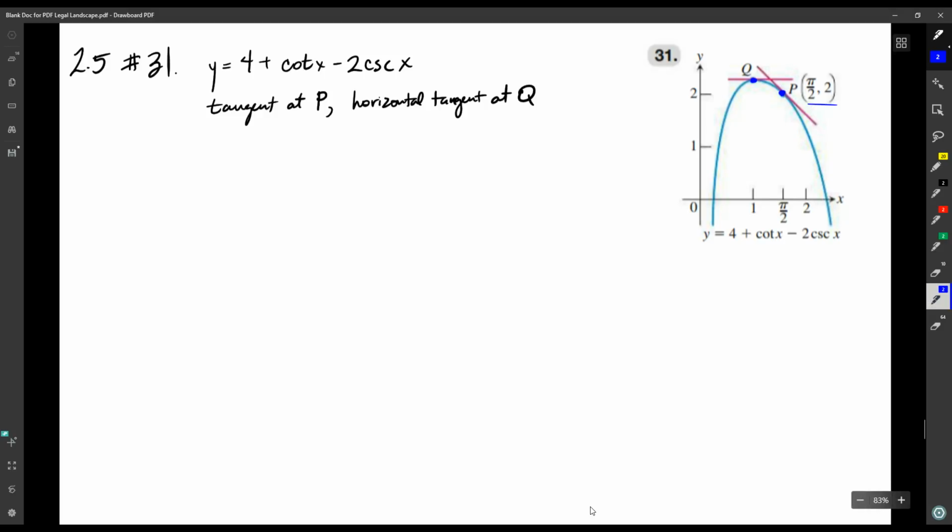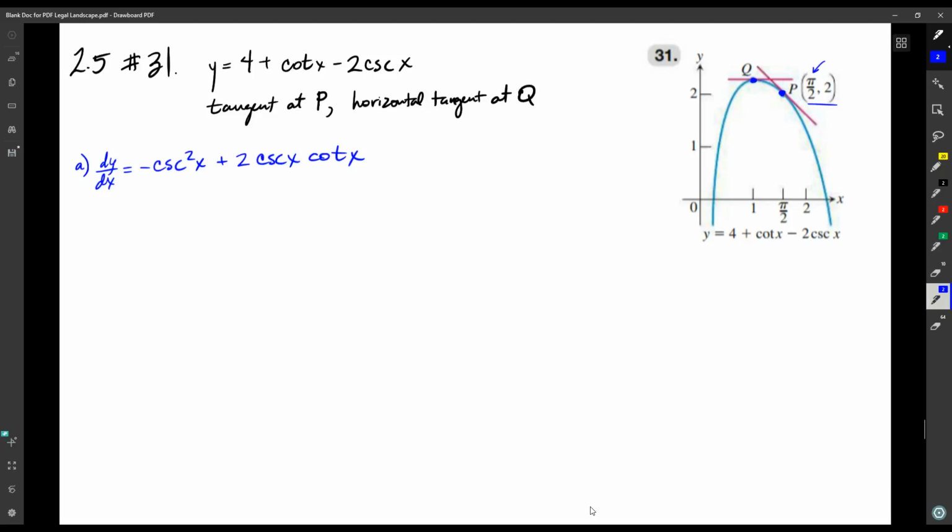Point P, we have both the x and y value of the point, so that's not a question. What we need is the slope. So we want to begin part A by finding the derivative of the function y. So dy/dx is equal to, derivative of 4 is 0, and the derivative of cotangent of x is negative cosecant squared of x. Minus 2 times the cosecant of x has a derivative of positive 2 cosecant of x cotangent of x. Now, to find the slope of the tangent line at point P, we need to evaluate this derivative at the x value of pi over 2.